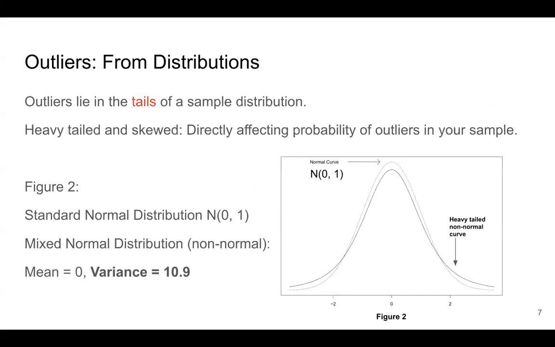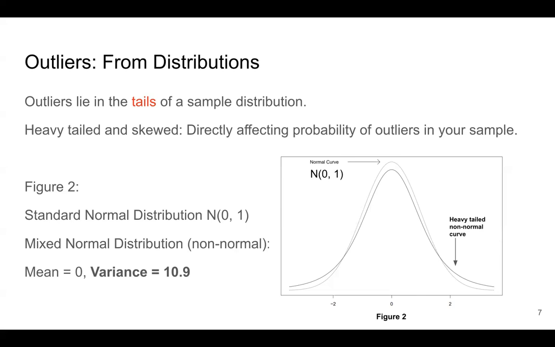And let's talk about outliers from the distribution's point of view. Outliers lie in the tails of a sample distribution. If you think about the definition of an outlier, an unusually small or large value, they obviously sit in the tails of your sample distribution, which means if you have a heavy-tailed or even skewed distribution, then you have a higher probability of getting outliers in your samples.